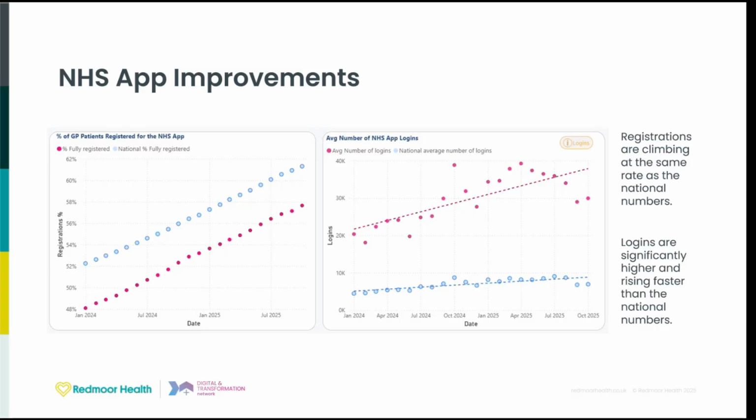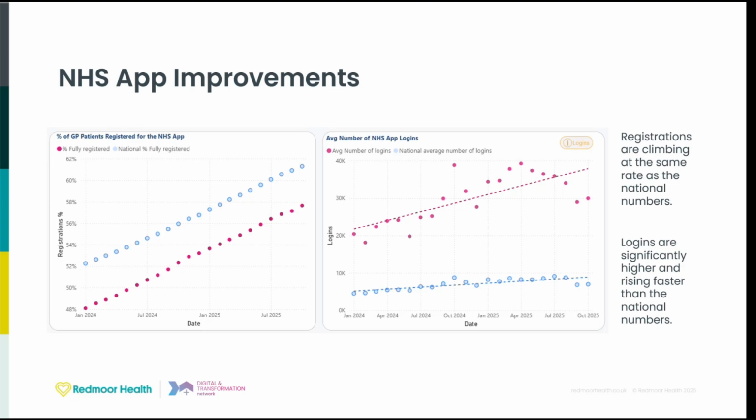But the more significant change is shown on the right-hand side. So the NHS App logins are consistently higher than the national average and are rising at a faster rate. And this indicates that patients aren't just registering, they're actively using the app to manage their care. So this means that patients from that practice are more confident using the app for routine actions. More activity is being shifted away from the phone and face-to-face contacts.